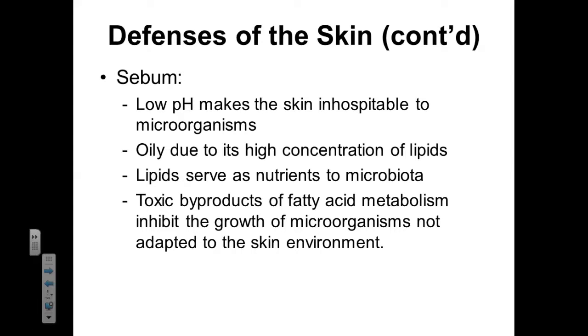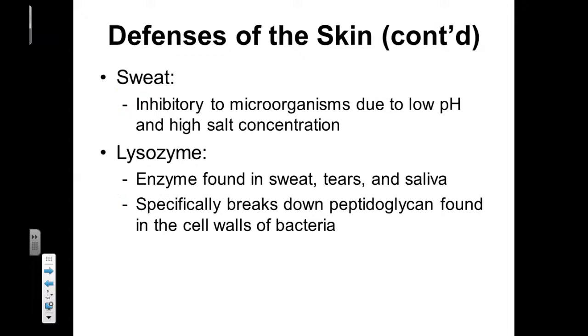Most of our toxic byproducts from fatty acid metabolism are going to be urinated out and filtered out of our blood by the kidneys, but we'll also secrete some of them onto the surface of our skin via our sebum. Though for the microbes that can withstand the low pH and those toxic byproducts, they can thrive and live off of the lipids that are being secreted onto the surface of our skin. Those lipids can be used as a carbon source for those microbes.